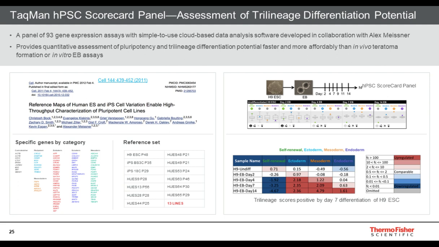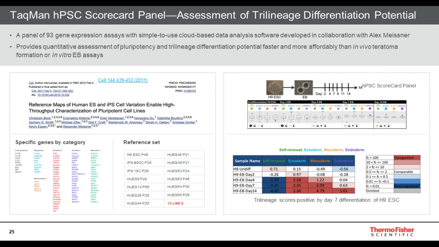So there's a lot of discussion about this when I'm talking to scientists and working with scientists on this. One of the ways that you can help make sure that you're setting yourself up for success is to make sure that the stem cells that you're utilizing up front have the ability to differentiate into all three germ layers. So the Scorecard panel is a TaqMan hPSC human pluripotency panel to evaluate that differentiation potential.